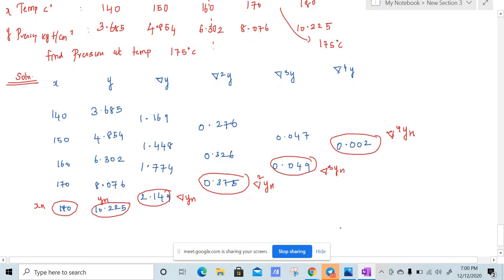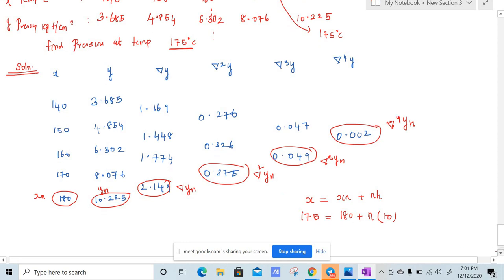Now you will need to find n. For finding n, x is equal to xn plus nh. In forward you will have x0 plus nh, but here it is xn plus nh. X is the unknown we need to find, that is 175. So 175 is equal to xn. Xn is the last value, it is 180. For forward you would use 140, but for backward you use 180 plus n into h, where h is 10, right? The interval width is 10.